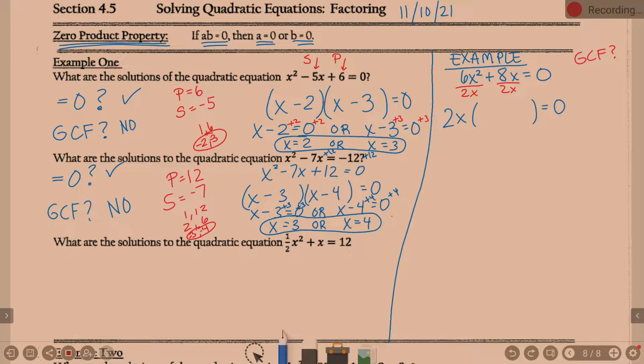What is 6x squared divided by 2x? 6 divided by 2 is 3, and there's an x. So 3x plus 8x divided by 2x. 8 divided by 2 is 4. X is canceled.